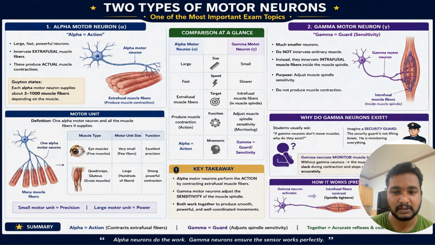Both neurons work together through alpha-gamma coactivation. Alpha produces the movement while gamma maintains accurate sensory feedback, allowing movements to be smooth, precise, and well coordinated. This simple difference is one of the most important concepts in spinal cord physiology and is frequently tested in exams.